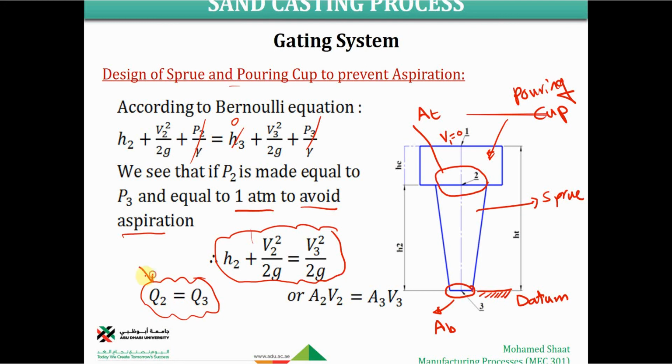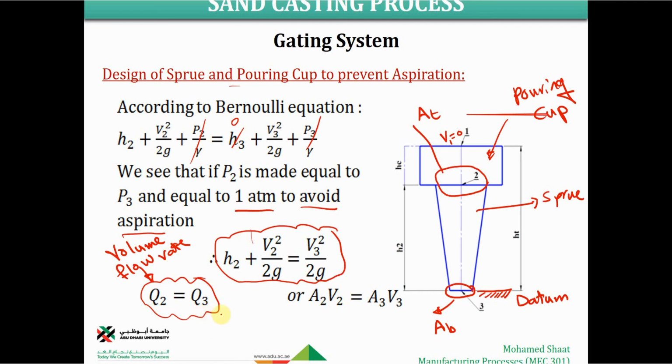Q, this is the volume flow rate of the molten metal. So Q2 is the volume flow rate of the molten metal at area 2, and Q3 should be the volume flow rate at area 3. Since we already have a laminar flow, this volume flow rate should be constant. We are not pushing, we are not adding anything, so it should be a constant volume flow rate through the down sprue. So Q2 should equal Q3.